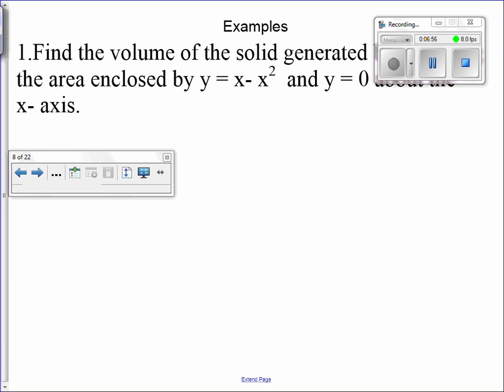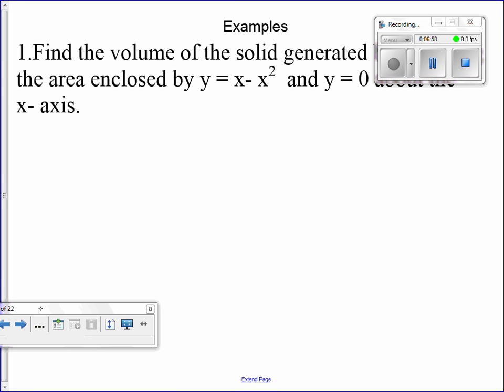Okay. So for all these problems, you're going to be given the equations of functions that enclose some region, because first you just have to draw the area of the region that's going to be revolved. So the first thing we have to do is graph y equals x minus x squared. What is that going to be when we graph it? Is it a line? No. It's quadratic, so the graph will be a parabola.